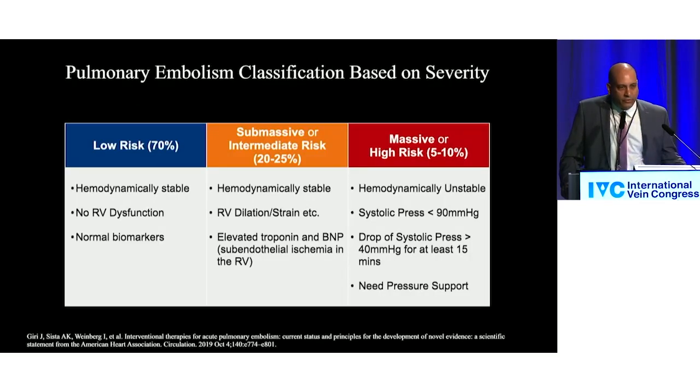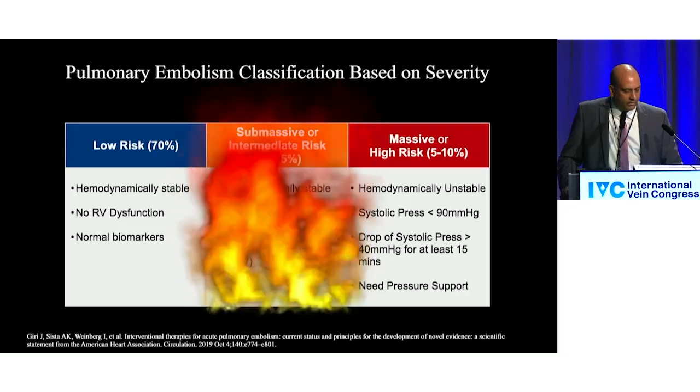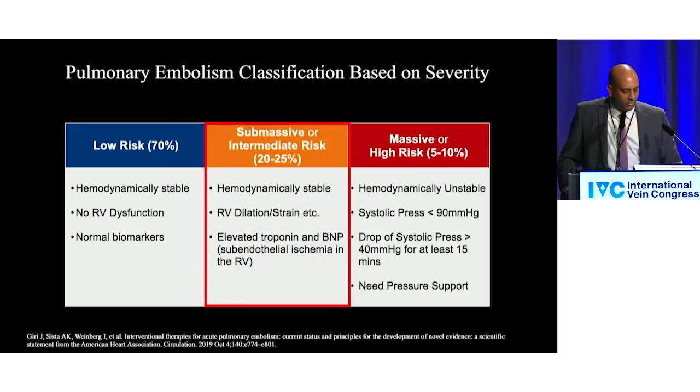Obviously there are 3 main categories of PE when you think of it. Most patients show up with low-risk PE to most hospital centers, EDs, etc. Obviously there's submassive PE, which is the one we're always trying to figure out what to do with. Do we do anticoagulation, catheter-directed thrombolysis, use some of these bigger fancy devices? And high-risk or massive PE has a high mortality rate, and that's usually intervened on or treated quite quickly. So this is really what we're going to focus on.